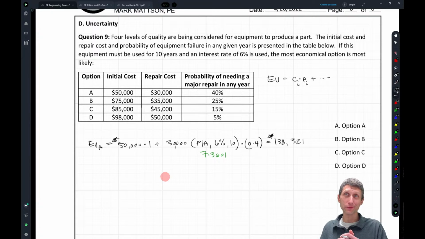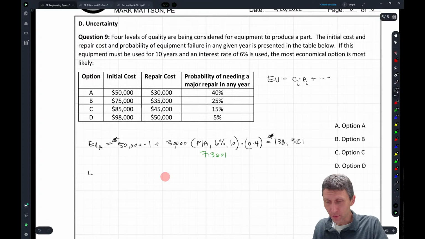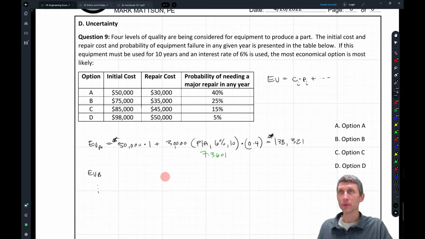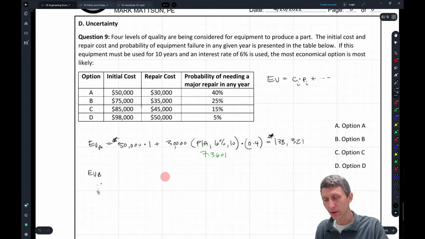Okay, so what does that mean? 138 minus 50, divided by 30, is about 3 to 4, so roughly 3 repairs, depending on how you look at it for that annualized cost. Is it reasonable? Yeah. Well, what do we have to do? We just have to repeat this process for each one. All that we're doing here is changing numbers.